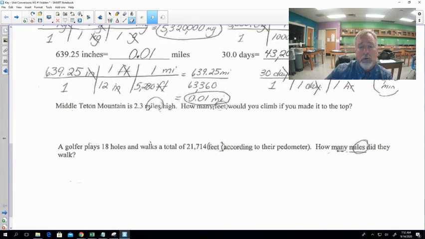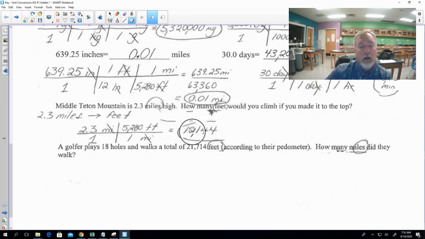Middle Teton, 2.3 miles high. How many feet? All right, so we know we're going to start with 2.3 miles. We're going to put that over 1, and we're going to feet. Well, you know our conversion from miles to feet. Again, we put the conversion so the miles is in the bottom, so it cancels out the previous one that was on the top. Do your multiplications of your tops and your bottoms. In this case, it's pretty easy because your bottom's just 1.